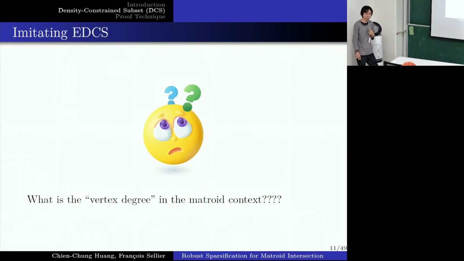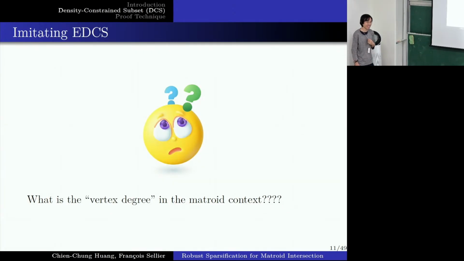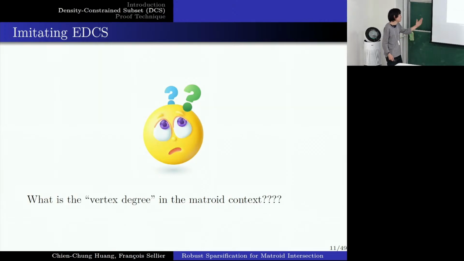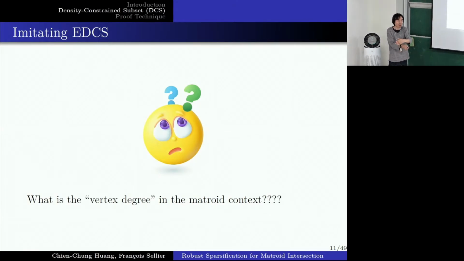It shouldn't be clear. It shouldn't be obvious if it is the first time you look at this. Because in the case of the graph, you can find a partition of the ground set based on their incident vertices. But this is not the case for matroid intersection. So you don't know how to partition the ground set. It's unclear how to do it.